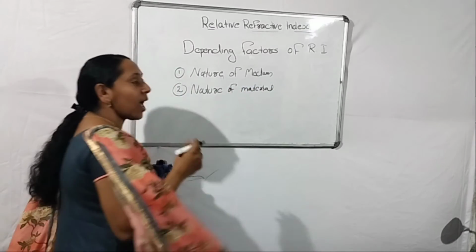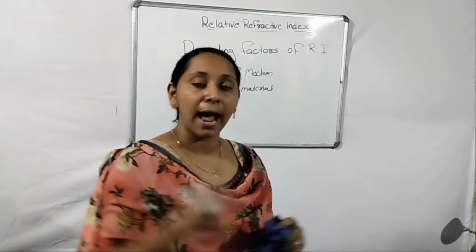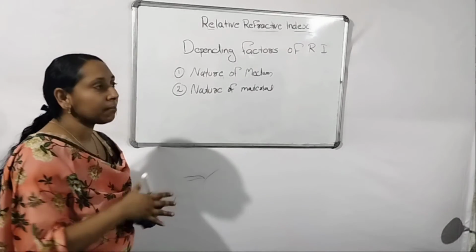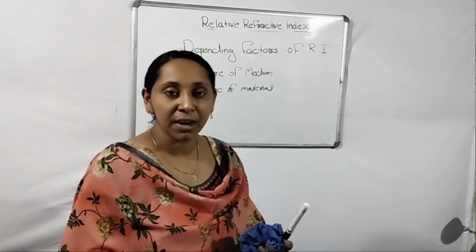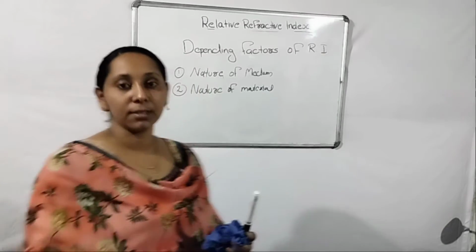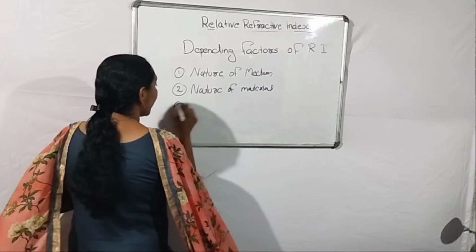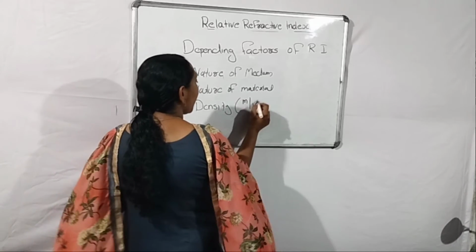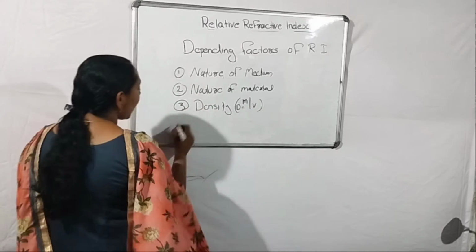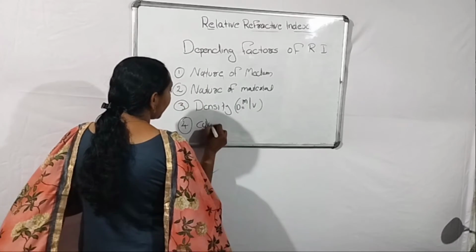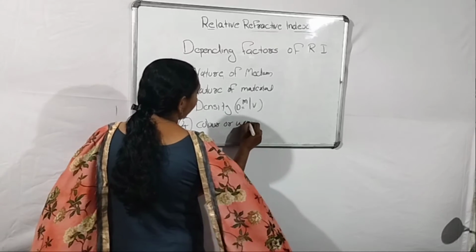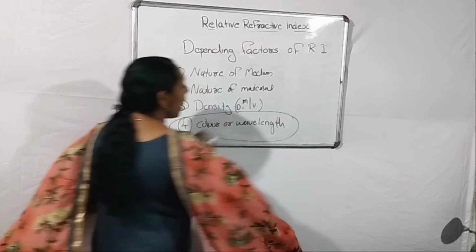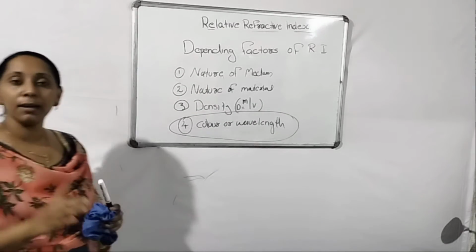Material means we allow the light ray to pass through solid objects, diamonds, like that. So the material of the medium also matters, because in each medium the speed of light is different and the wavelength is different. The only constant one is frequency. And the third depending factor, density. What is the meaning of density? Density equals mass by volume. And the last one, very important, color or wavelength. This last one we have to study in detail.